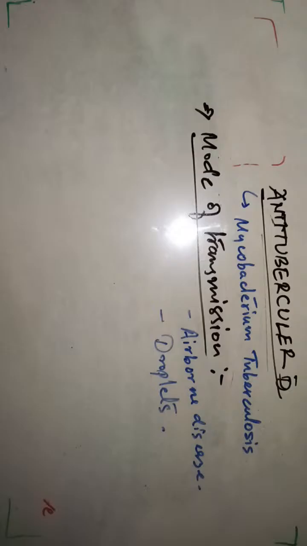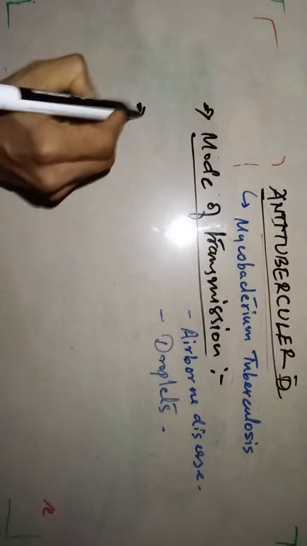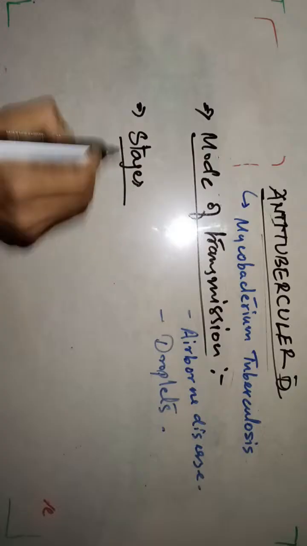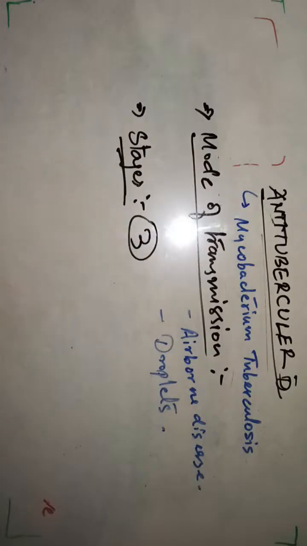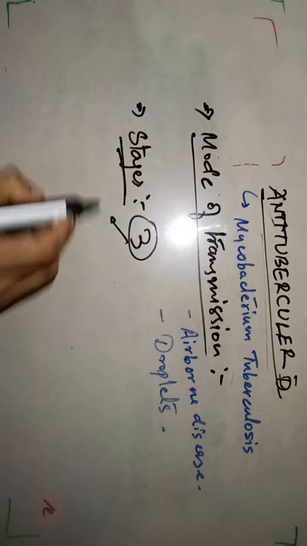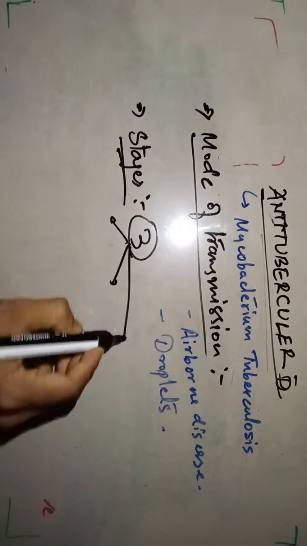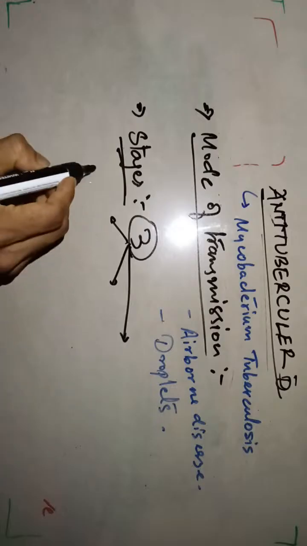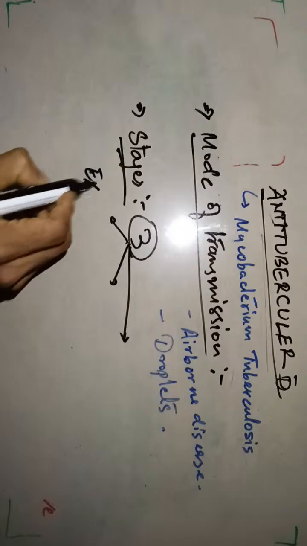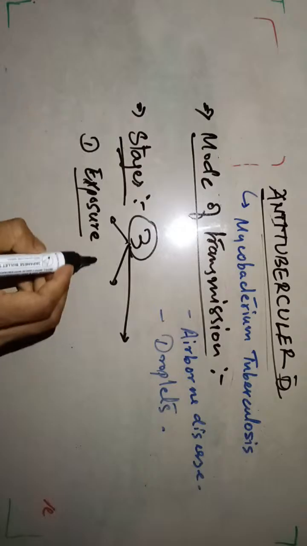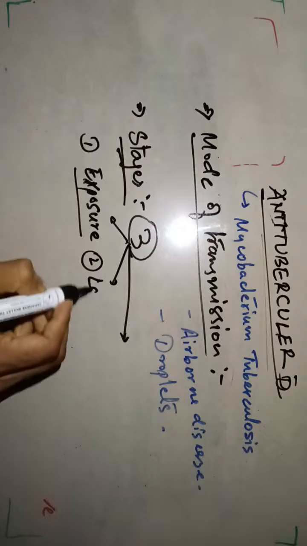Okay. Next, stages. What are the different stages present in tuberculosis? There are 3 stages present in tuberculosis. What are these 3 stages? Number 1, when a healthy person will be in contact with the infected person. That is called exposure phase. Exposure phase, number 1.